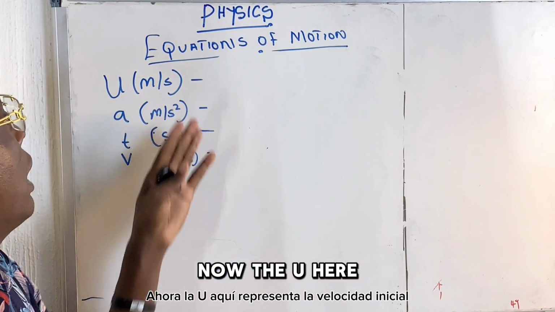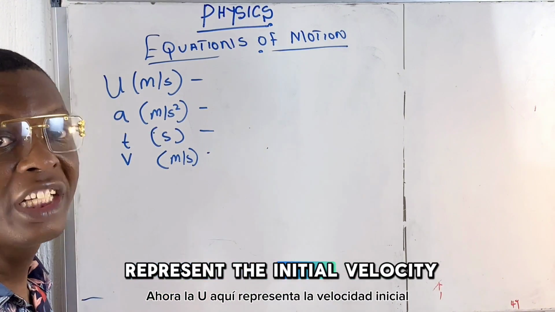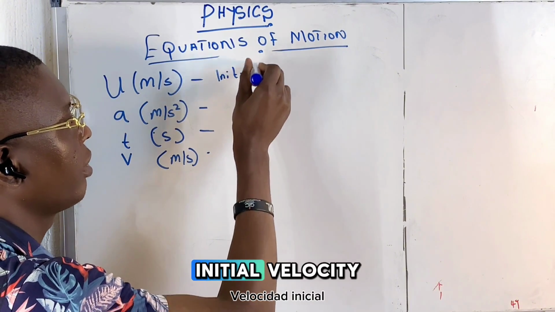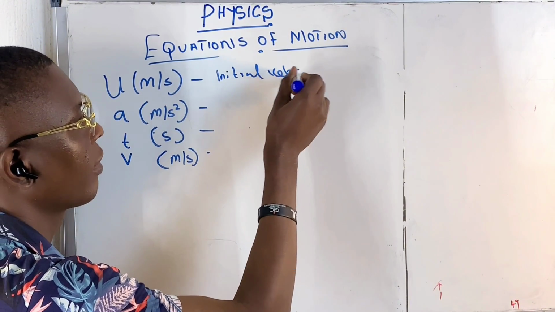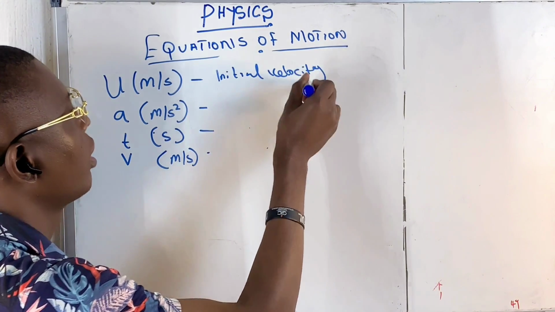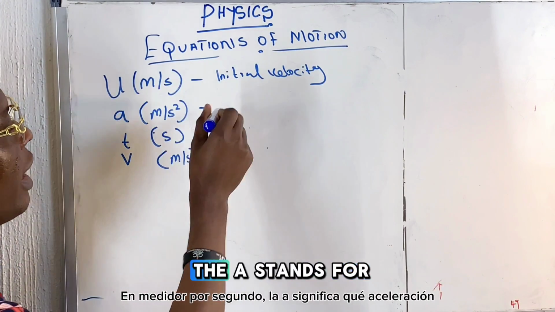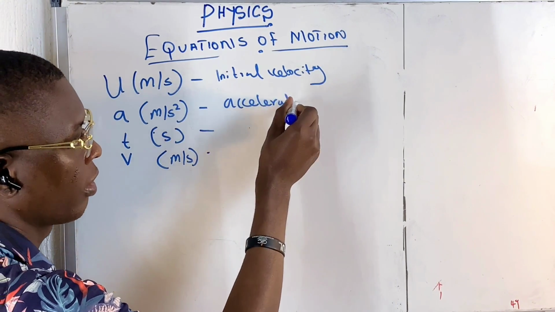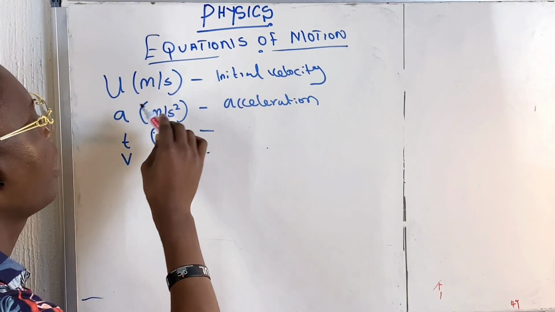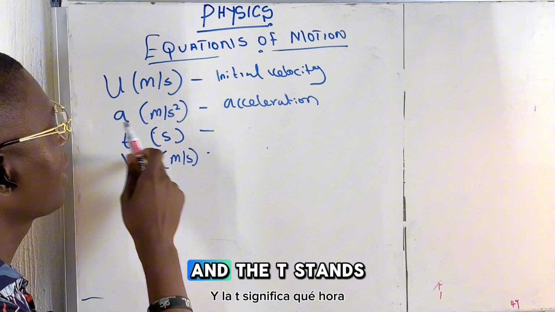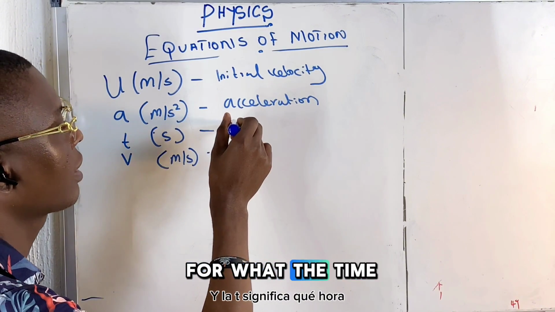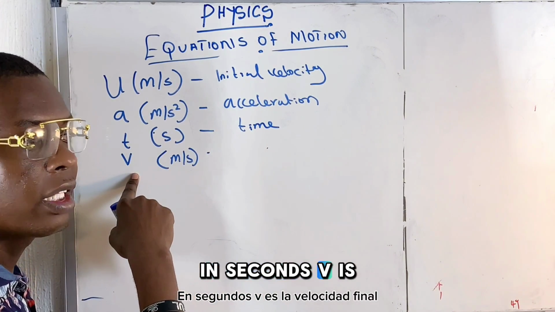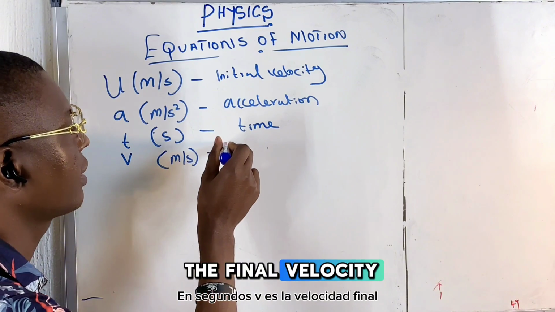Now, the u here represents the initial velocity in meters per second. The a stands for acceleration in meters per second squared. And the t stands for the time in seconds. V is the final velocity.